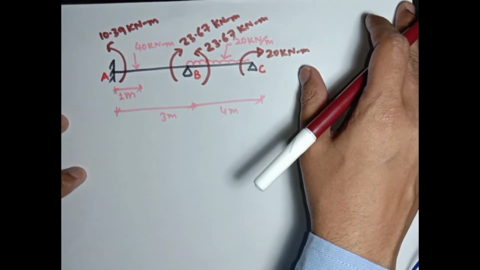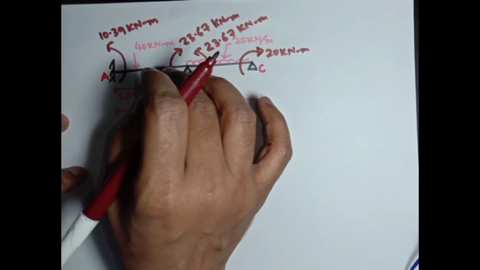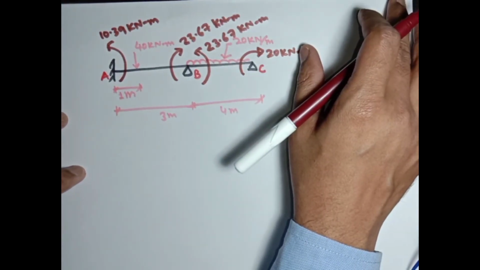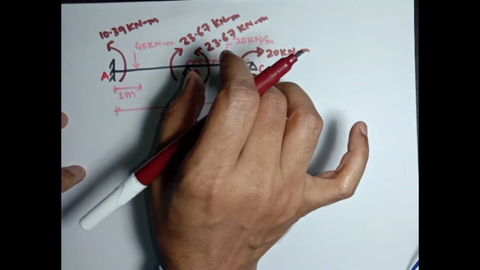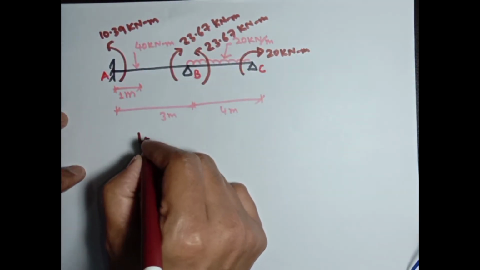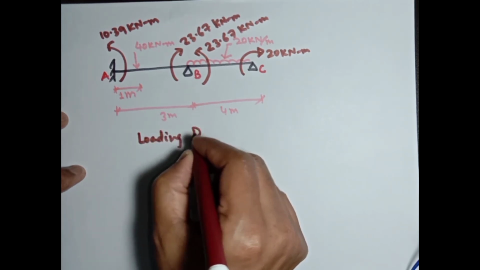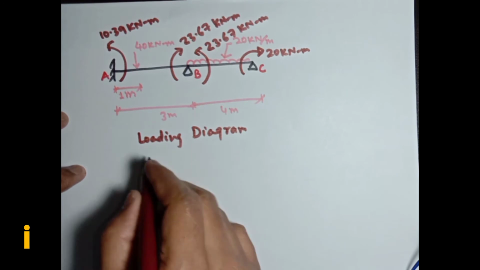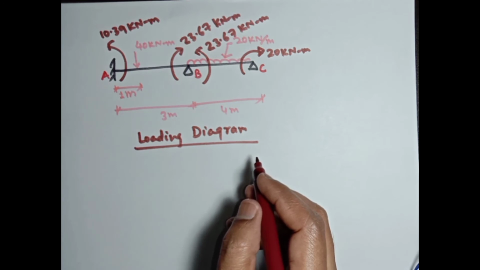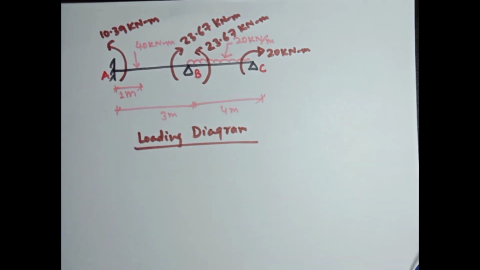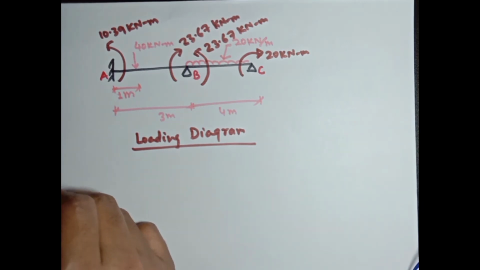These are the moment values and the loading which is actually applied to the two spans AB and BC, and this is called a loading diagram. Through this loading diagram we are going to form SFD and BMD. Now the first part is to calculate SFD, formation of SFD.